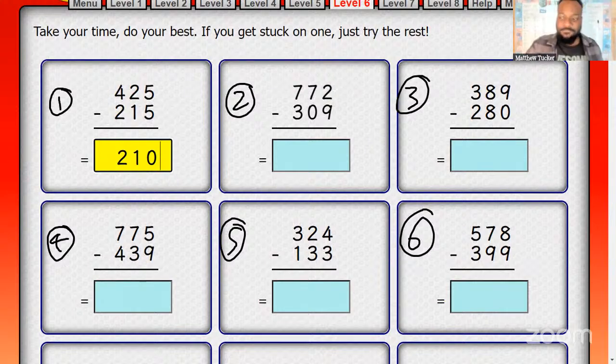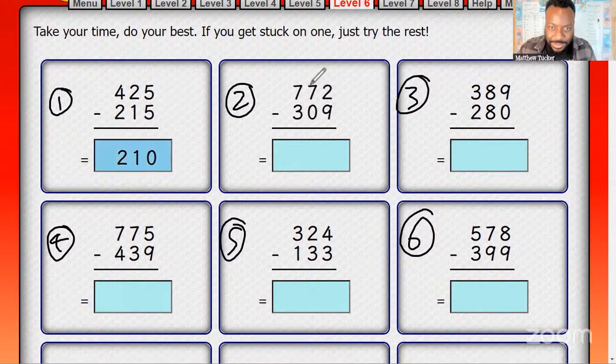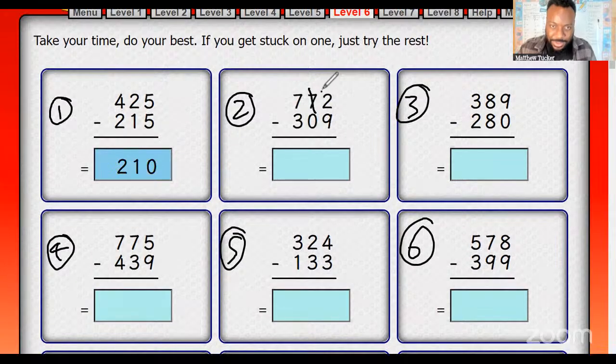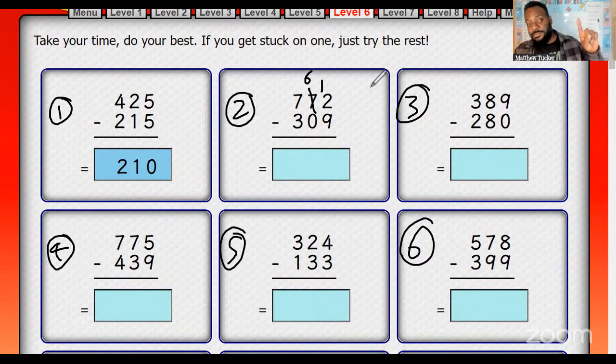We have to use our skills of borrowing and regrouping. So let's take from the 7 and take 1 over here, and we're going to leave 6. Now what do we do? We've got 12 and 9, a difference between 12 and 9. Starting at the biggest number, 12, 11, 10, 9. Okay, so we know it's going to end in a 3 because that's the difference.